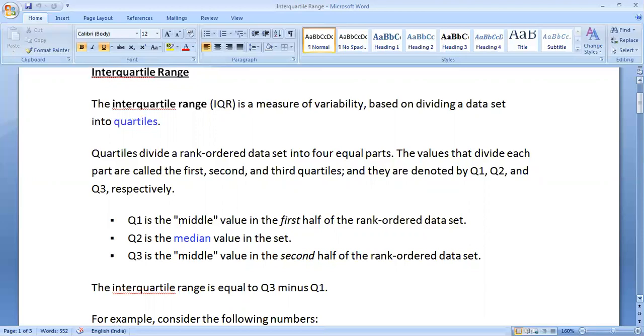So in case of an odd number of elements, Q2 or the median is equal to n plus 1 by 2, and in case of an even number, the median is defined by the two numbers that lie in the middle of the set. As the number is even, there would be two numbers in between, and the average of these two numbers would be considered as the median or Q2.